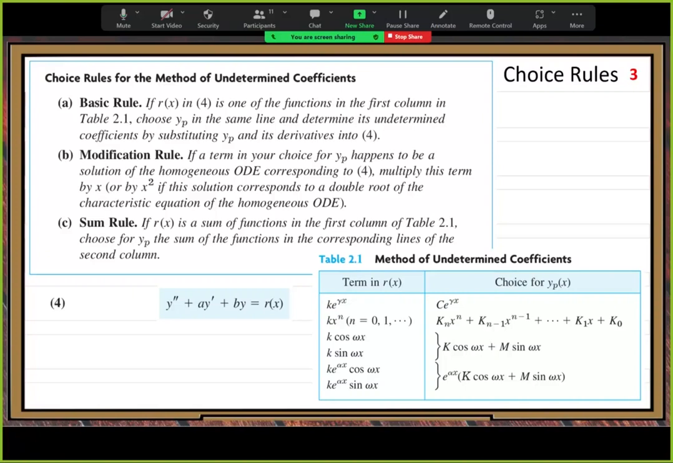So based on this summary, I think we can solve differential equations following this format.